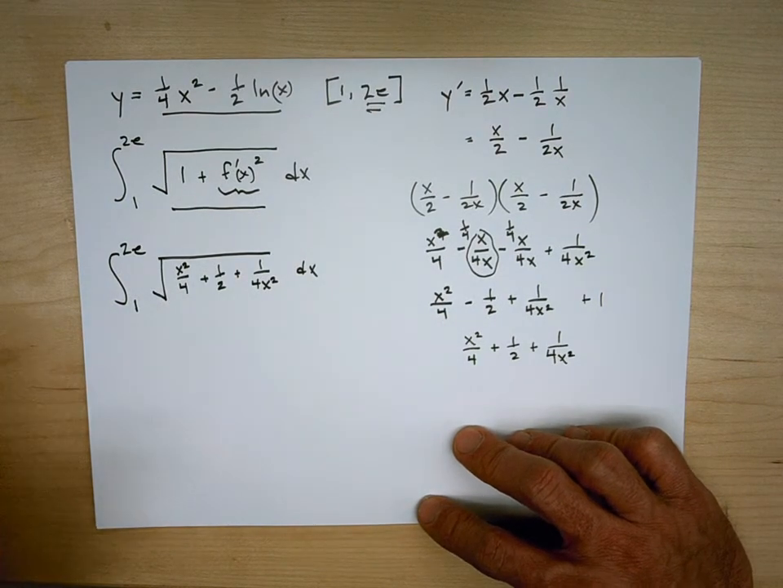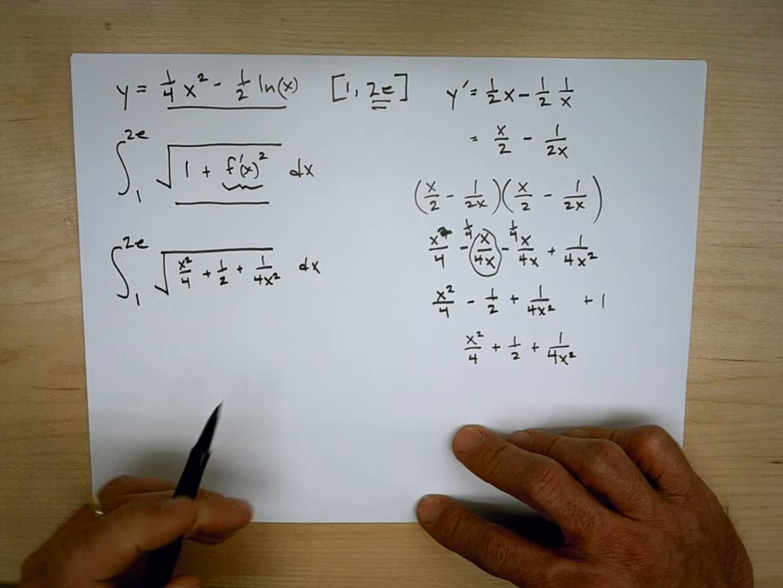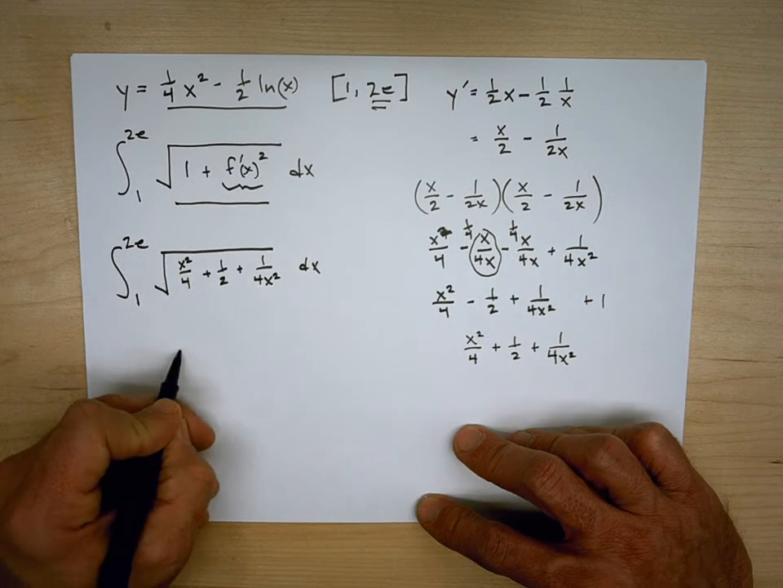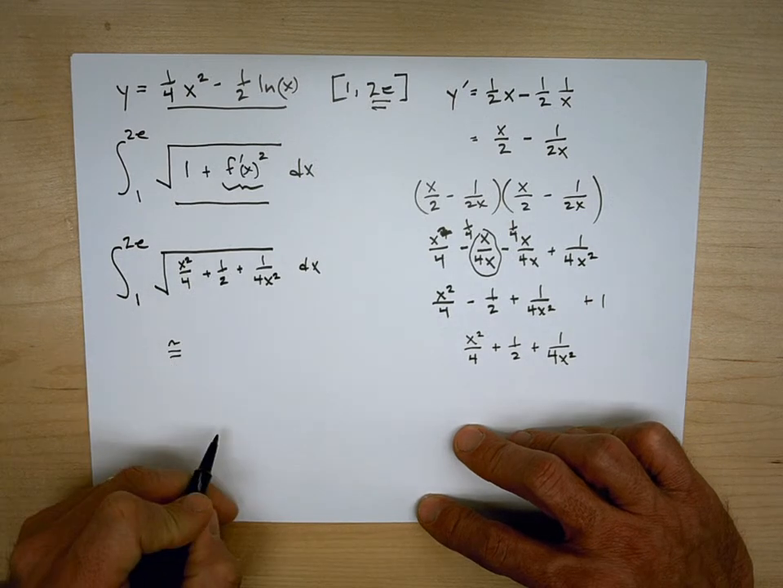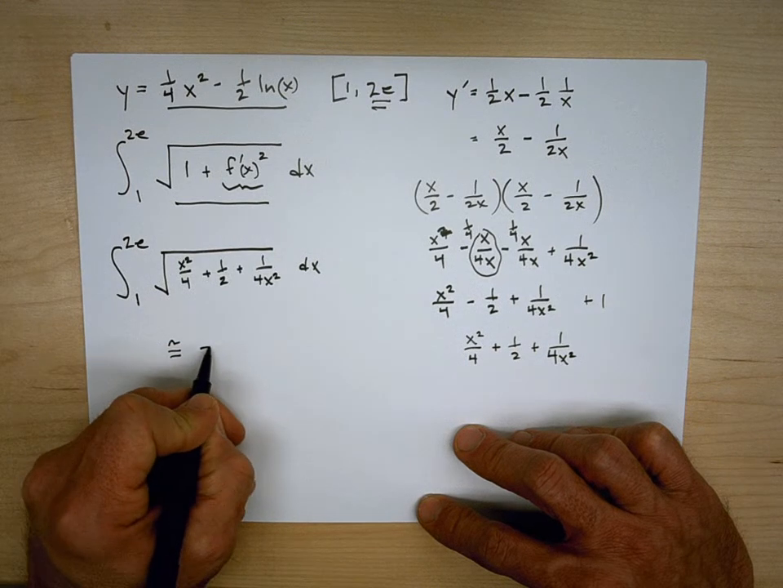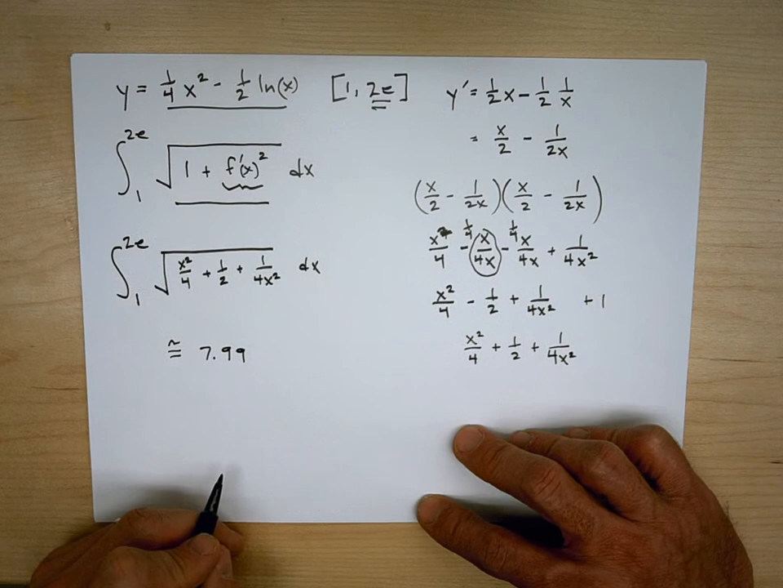So for this section on arc length, it's fine if you just want to take this and put it into your calculator. And in fact, that's what I did. If you put this in correctly and put in your bounds correctly, then you should get something very close to 8. I got 7.99.